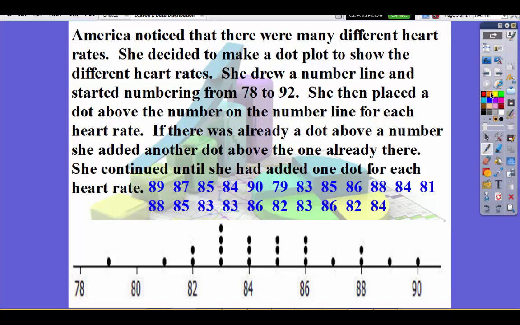So today's lesson is not focusing on making a dot plot. That will be a later lesson. But just so we can see the idea, say she looked at this number, 89, and she just put a dot there. She went to 87, right here, put a dot, and she kept continuing until she had done that for the whole entire data. So here's our dot graph.